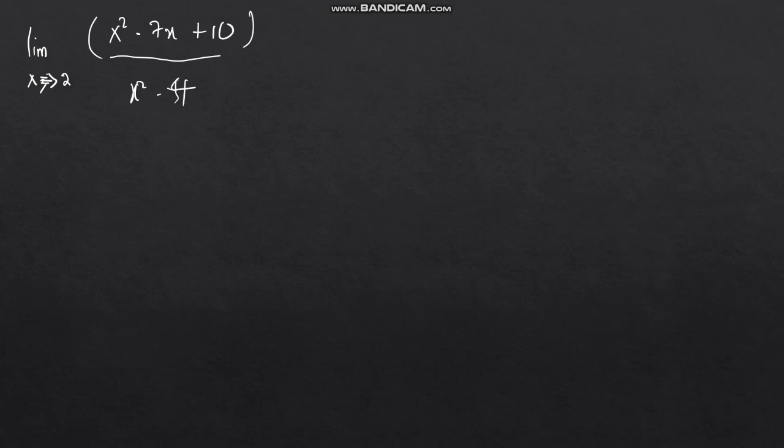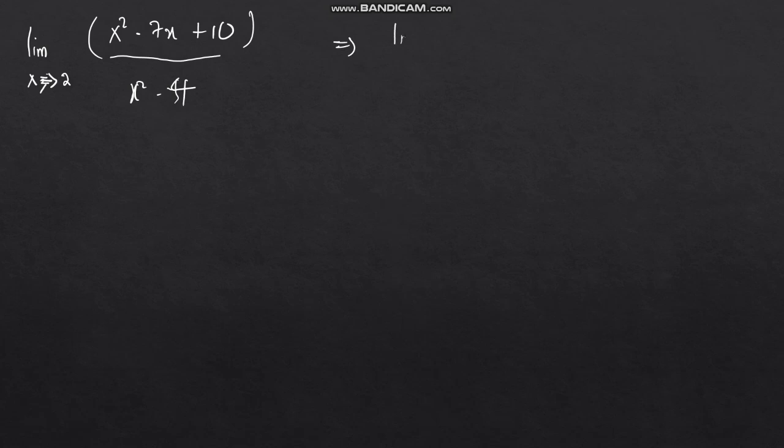Okay, so let's look at this one. I have the limit as x approaches 2 of x squared minus 7x plus 10 over x squared minus 4. Let's do this without thinking of it, so you just substitute.